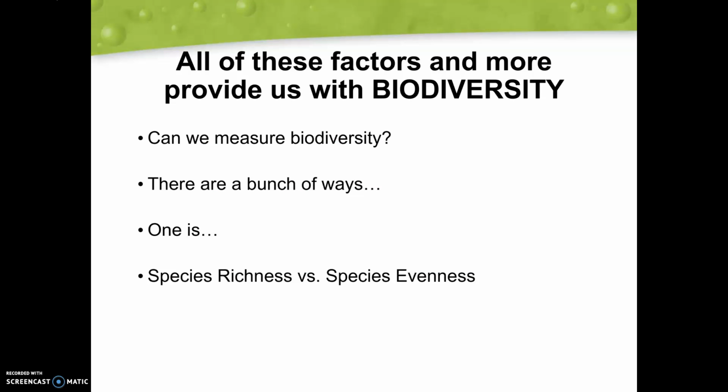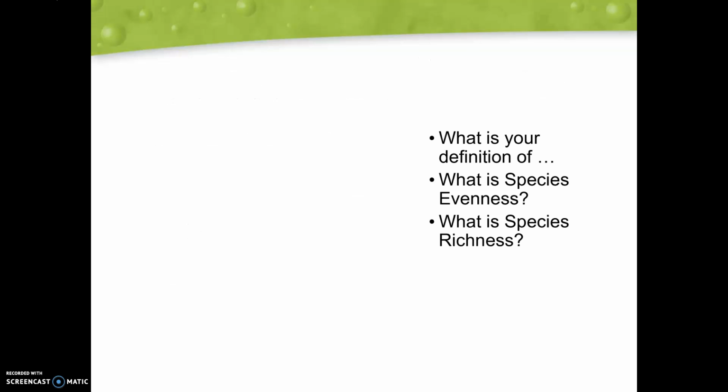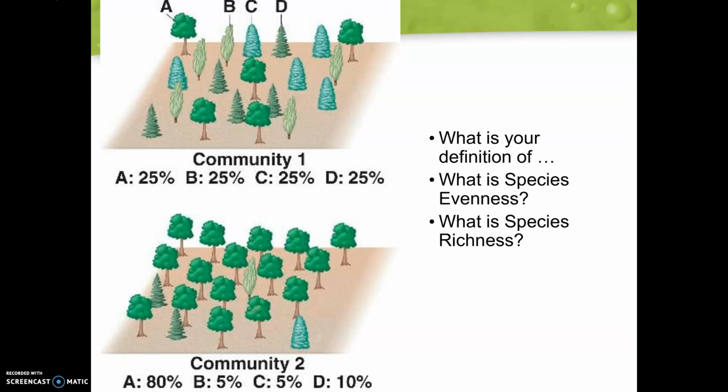A couple more factors that we're going to talk about with biodiversity are species richness and species evenness. So what is that? Let's use these pictures to help us define that. Evenness and richness, those are two words that we're going to be taking a look at. If we look at our first community here, we can see that all the trees have about a 25% presence in this community, whereas community 2 has an 80% presence of tree A, about 5% of tree B, 5% of tree C, and then 10% of tree D.